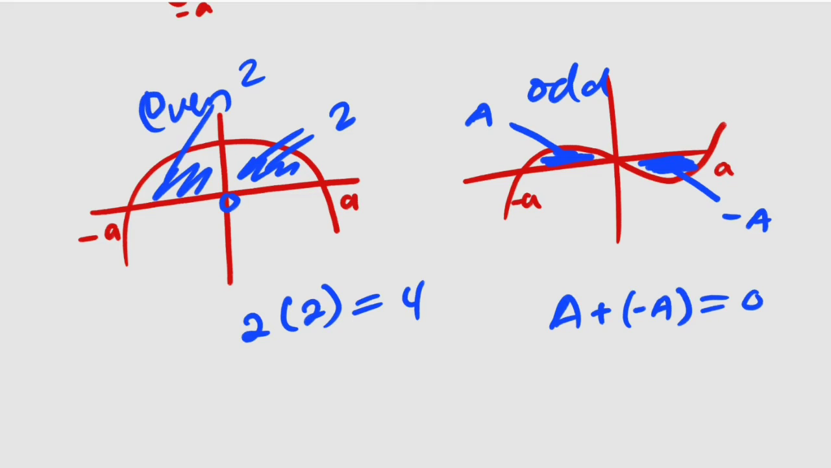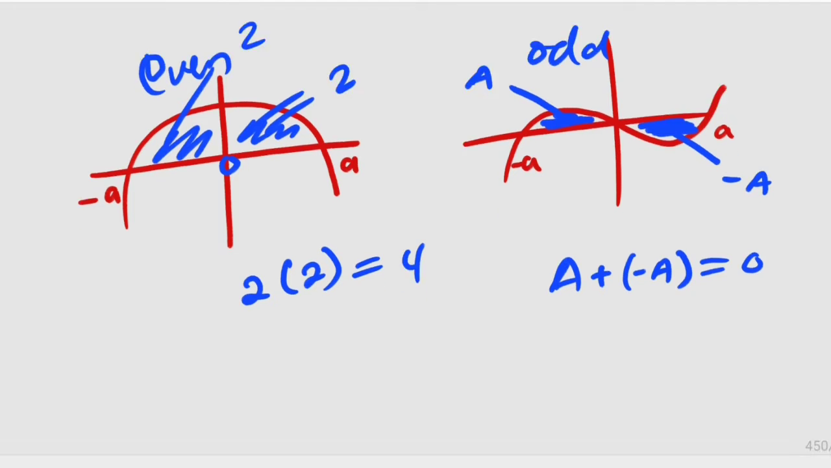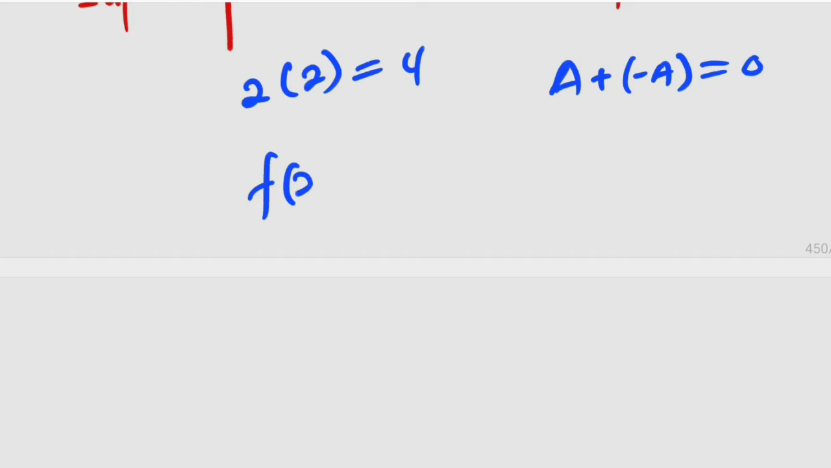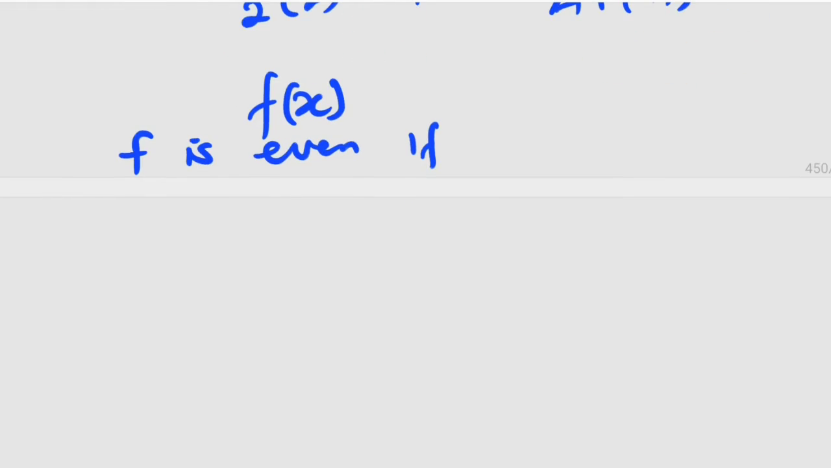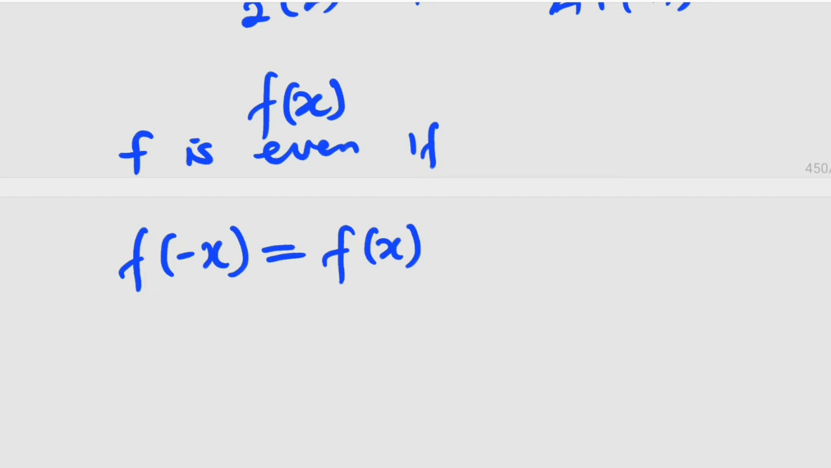All right, but how can you determine whether a function is even or odd without graphing? You should know that if you are given a function f of x, this f is even if f of negative x turns out to be equal to f of x. It means that if you substitute x with negative x into the original function and simplify, you're still going to get the original function. If this happens, then that function is said to be an even function.